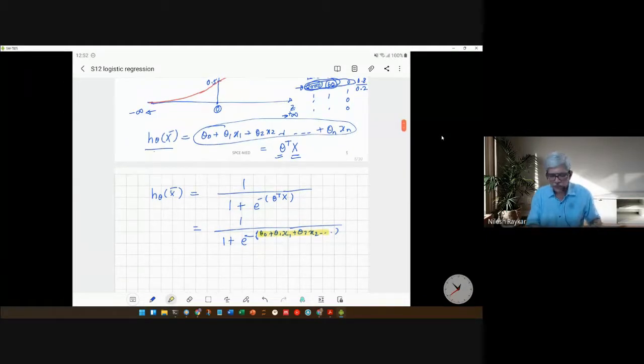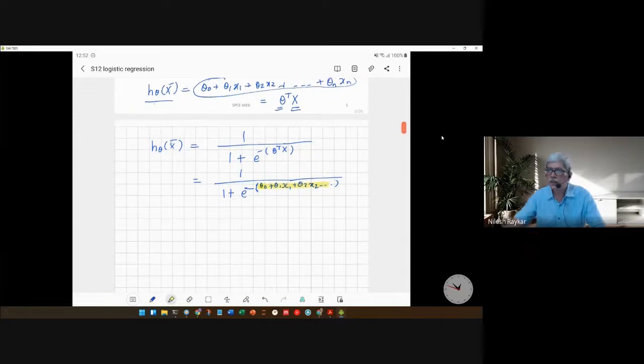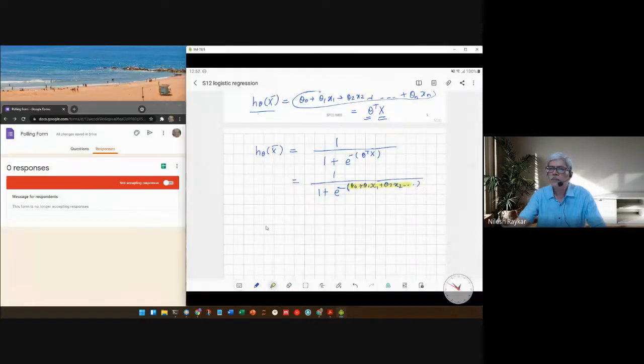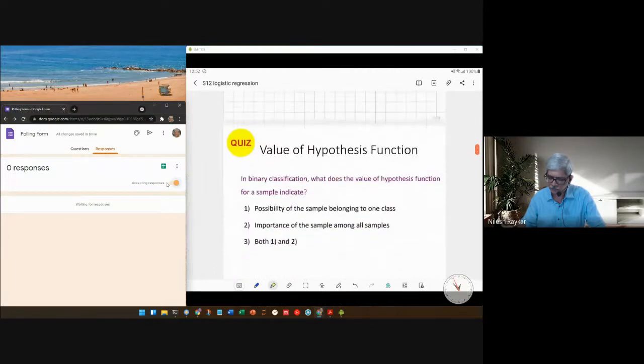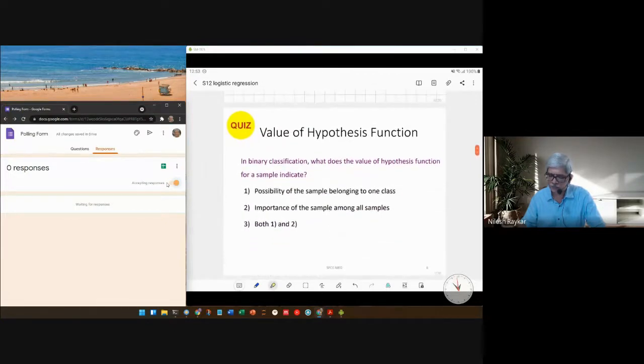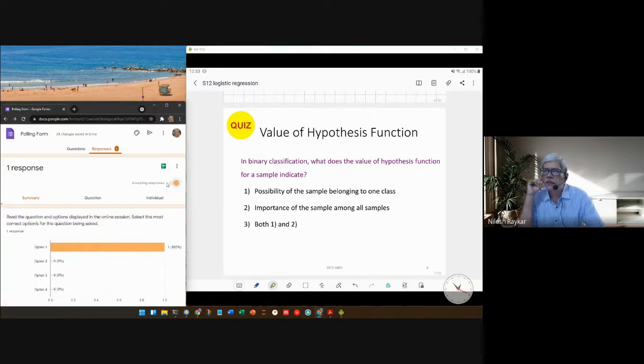Okay, so any questions till here? We'll have one short quiz just to check your understanding. Okay, so just give your answers. The question is, in binary classification, what does the value of the hypothesis function for a sample indicate?